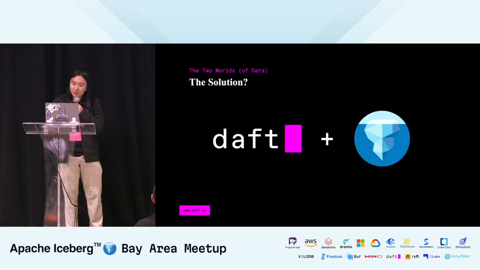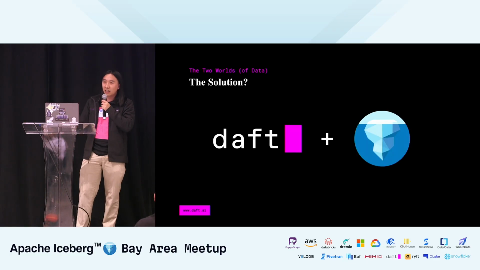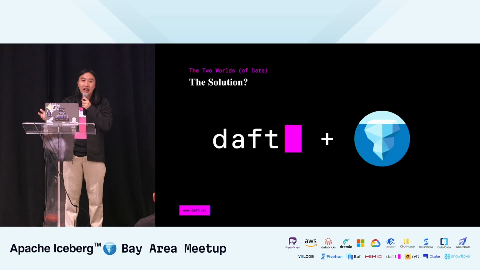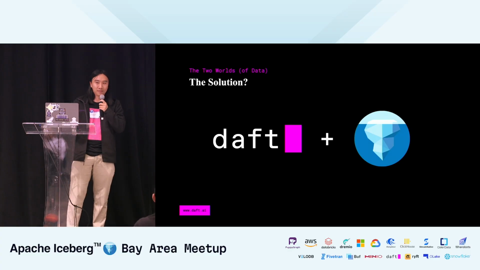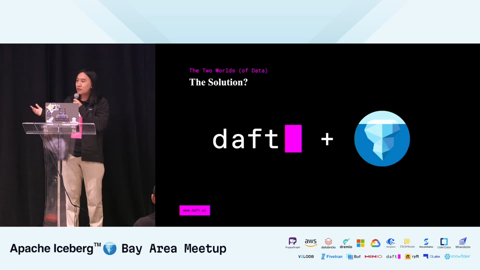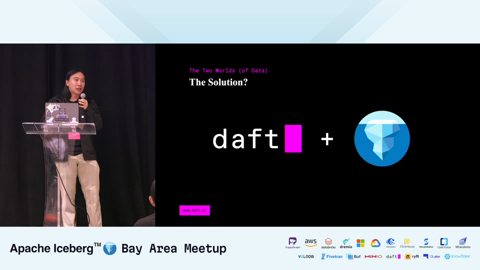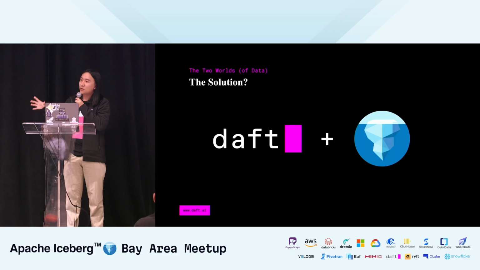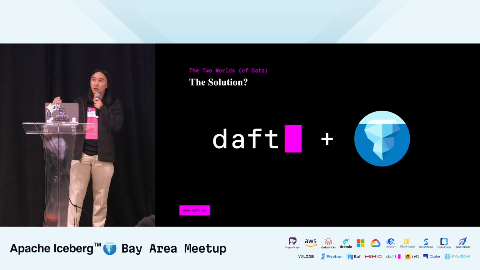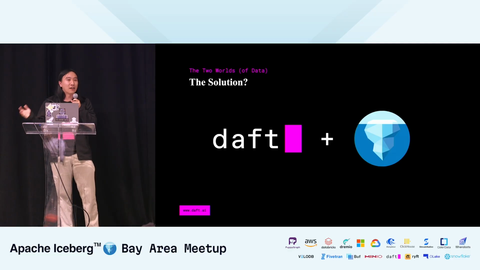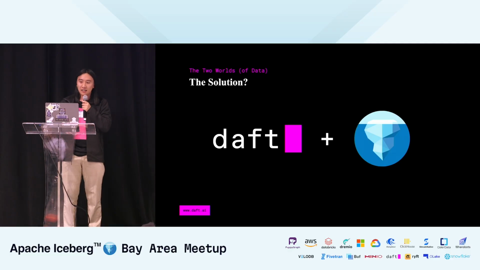But it's not only Daft, it's Iceberg. I think that with Daft, you can actually just keep your data in Iceberg and use Daft to effectively process all of that data without having to move it out, without having to build very complex pipelines. Iceberg can be your single source of truth for both your structured and unstructured data. And with Daft, it can be very effective and very performant to work with that data.